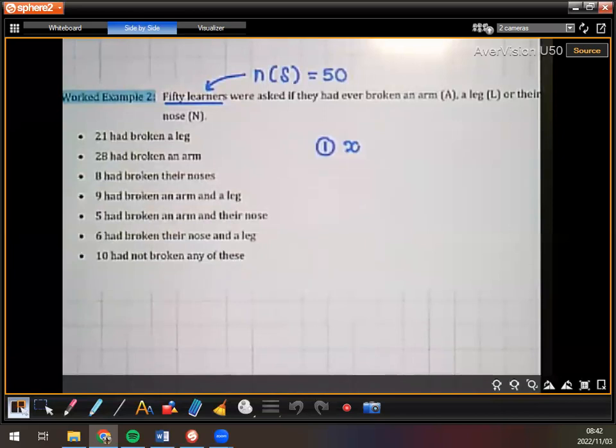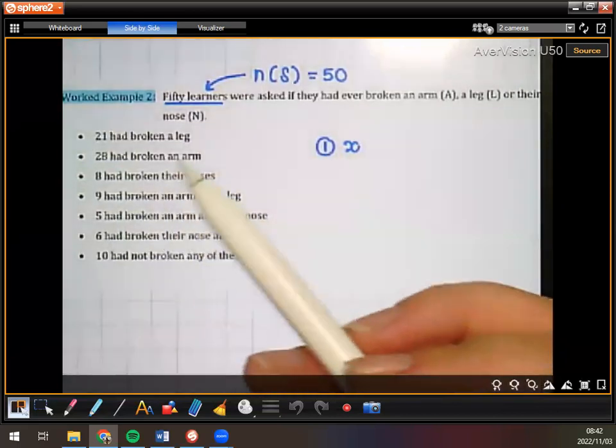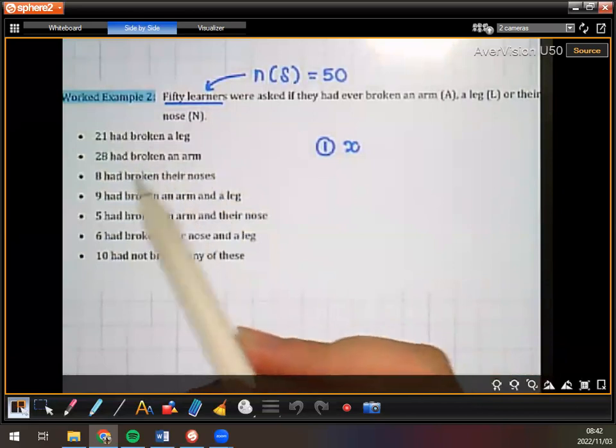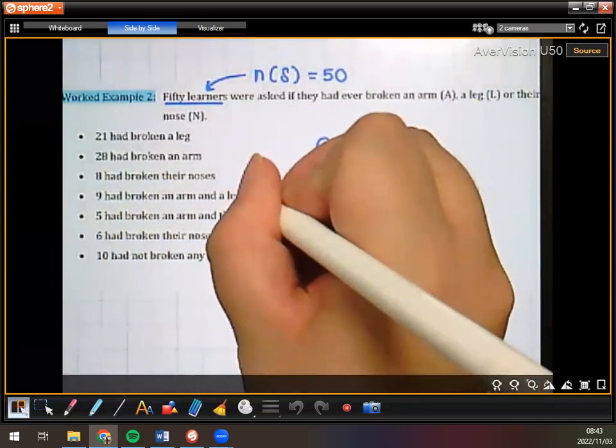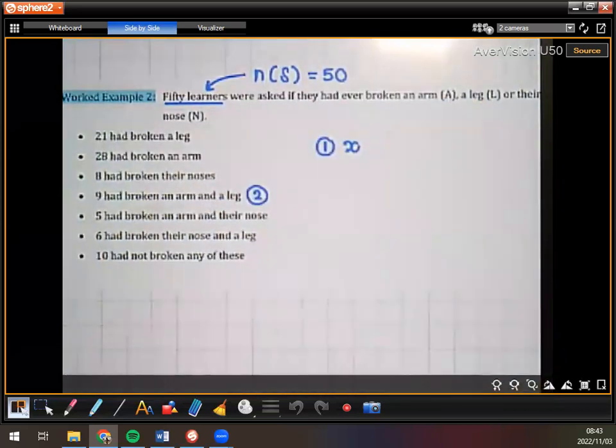Okay, now we're ready to go. First thing, we're going to make that first bit x. The second information that we would have to pull in is when they're telling us how many people broke two of the three. So that's just one, that's one, that's one. Here they say 9 had broken an arm and a leg. So we're going to fill in that value as part of our second step.